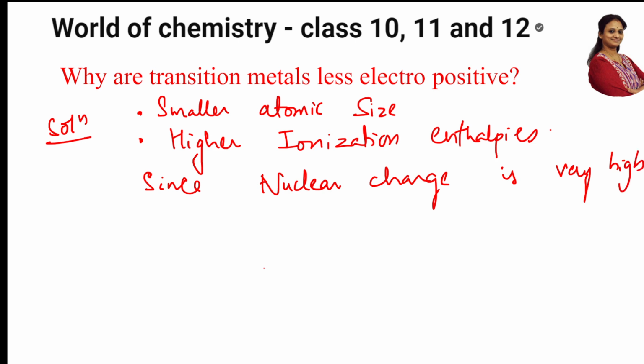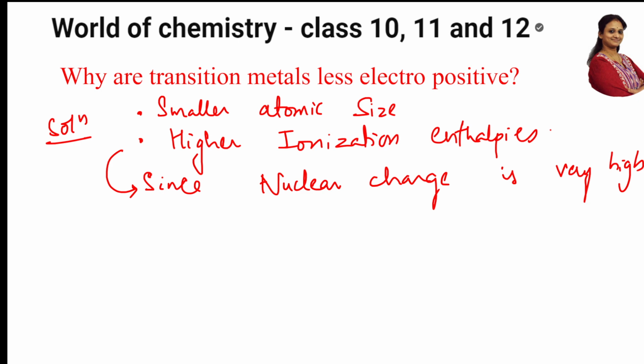Now you say small size is there, higher ionization enthalpy is there. Why? Because nuclear charge is very high, that you wrote. Now, because of this high nuclear charge, will it donate electrons easily to others? It's difficult, right? Yes. So for the block elements, whichever has larger size can donate easily, because the distance between nucleus and outermost electron is more.